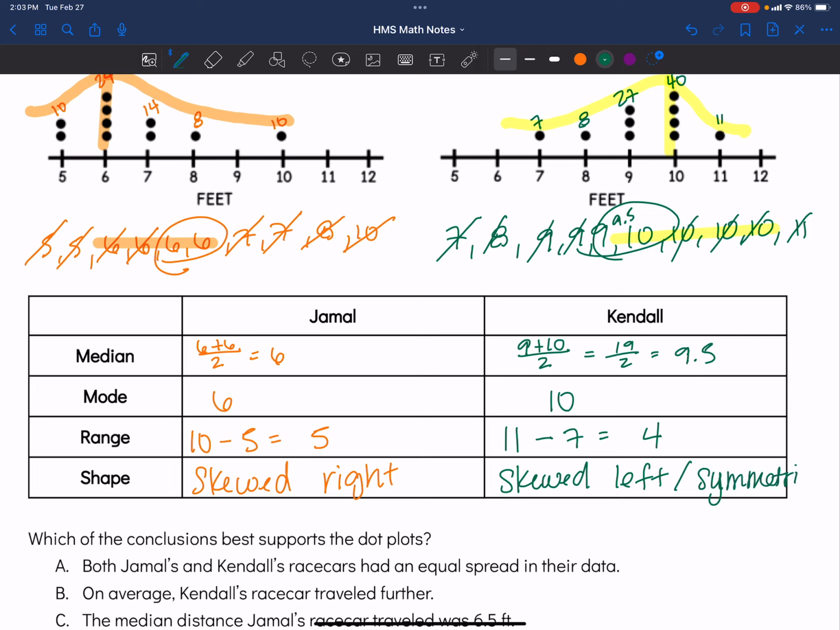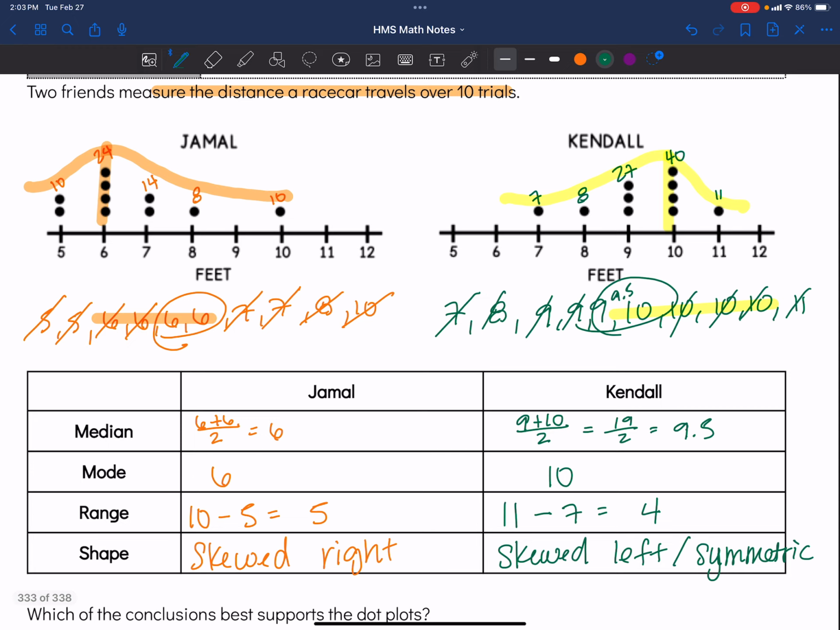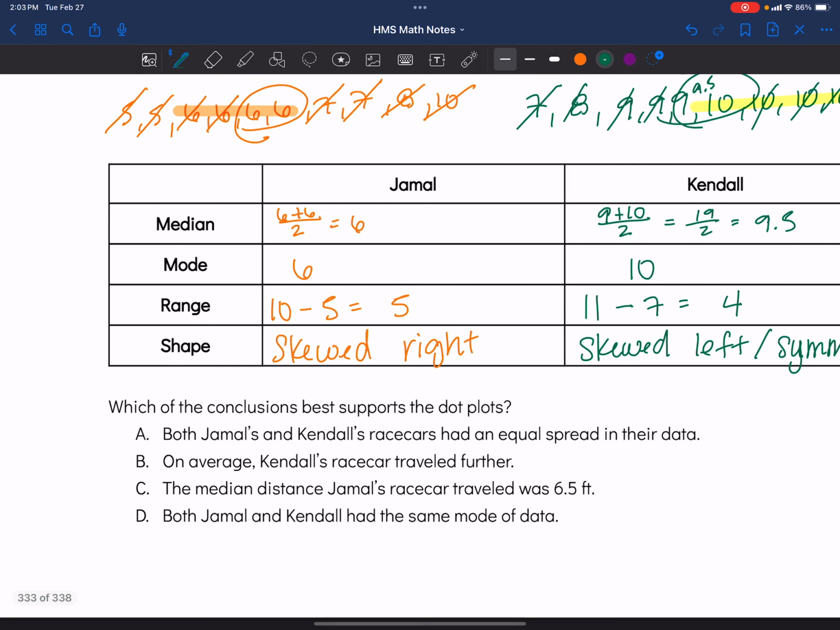Because if a kid challenged me on this and they said, hey, miss, looks symmetrical, I'd be like, yeah, you're right. It does kind of look symmetrical, but it also kind of looks skewed left. So you know what? We're going skewed left first.